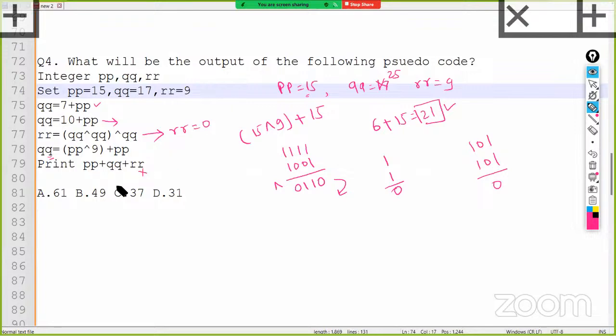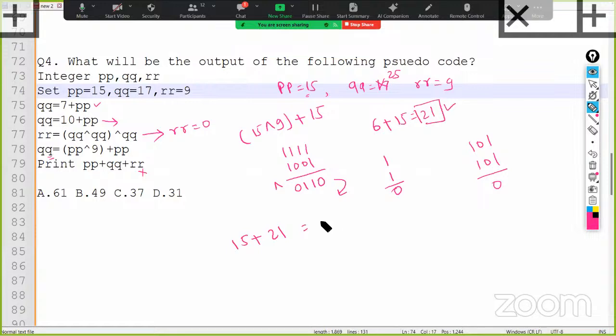Now, as I said, RR is 0, so if you take it in the addition, it doesn't matter. You have the value of PP, which is 15, plus QQ. What is QQ here? 21. So 15 plus 21. Okay, what does that become? What is the answer, guys? Tell me. What is the answer here? 15 plus 21.